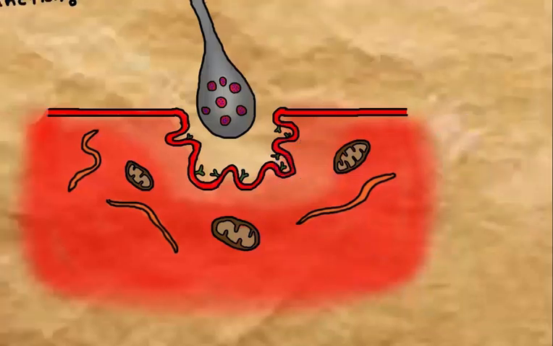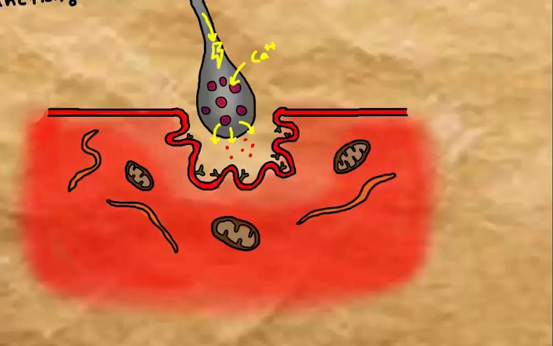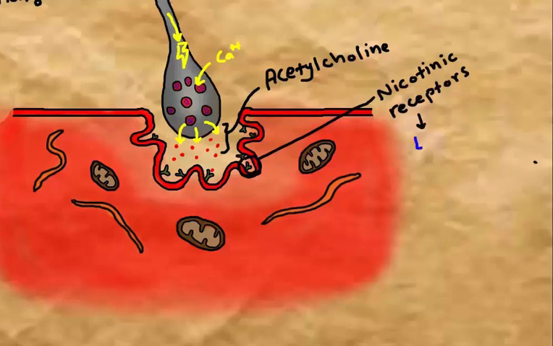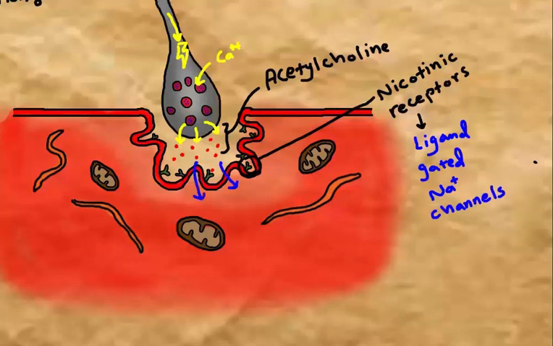So when an electrical impulse, an action potential, comes, the calcium binds to the vesicles, releasing the neurotransmitter from the neuron. The neurotransmitter released to the muscle cell is acetylcholine, and the receptors on the muscle cell are nicotinic receptors. These nicotinic receptors are bound to ligand-gated sodium channels. When activated, they will promote the entrance of sodium into the muscle cell.